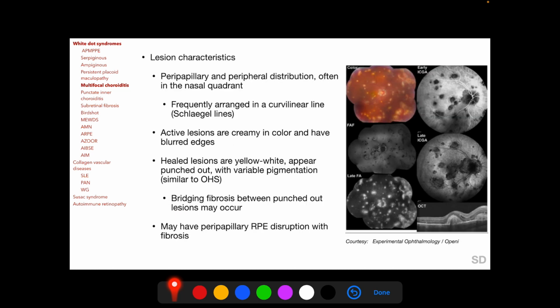The lesions of MCP are often peripapillary and peripheral in distribution and are more often found in the nasal quadrant. So lesions in the nasal quadrant are typical of multifocal choroiditis, and the lesions are often arranged along curvilinear lines called Schlegel lines. Active lesions are creamy in color and have blurred edges, and healed lesions are yellow-white in color, appear punched out with variable pigmentation similar to ocular histoplasmosis syndrome, and between these healed punched out lesions there can be bridging fibrosis. There may also be peripapillary RPE disruption with fibrosis.